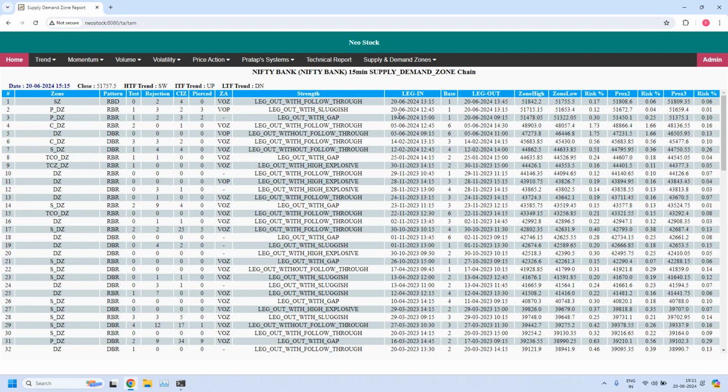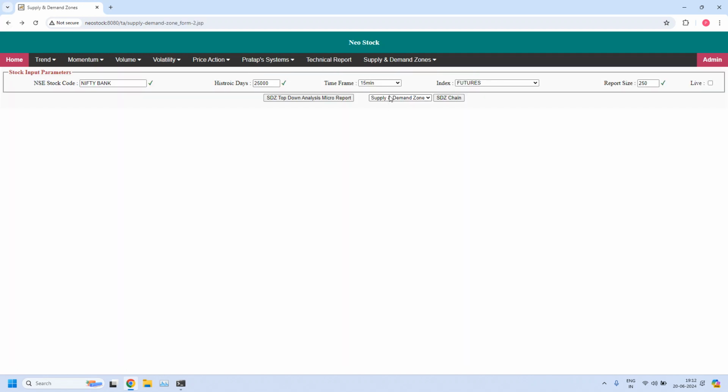And also one more zone is created today, but it is pierced. So already pierced 2 times. And one more zone is created today. And this is also a pierced zone, 2 times. And below that, a high liquidity demand zone is there currently, that is holding the prices. Okay, this is about 15 minutes time frame. Now let me generate for 5 minutes time frame.